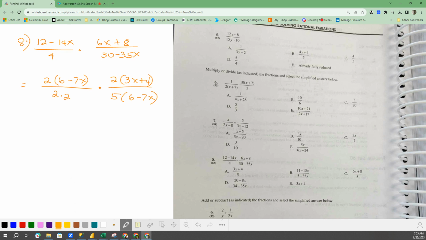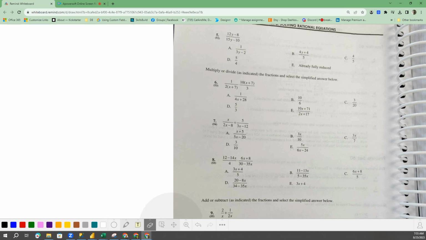And so we can start canceling stuff. This 2 and that 2 will cancel out. 6 minus 7x and this one. This 2 and that 2. And I think that's all we can cancel. And see which one is left.